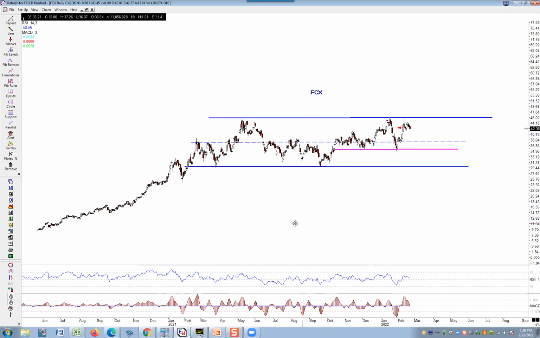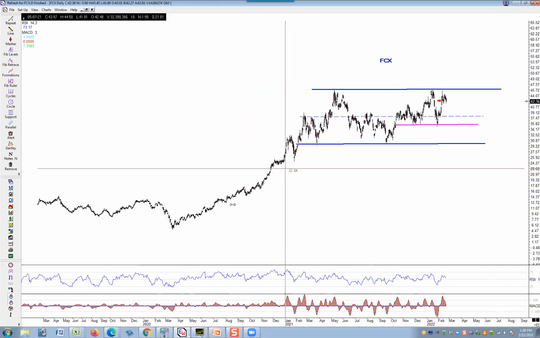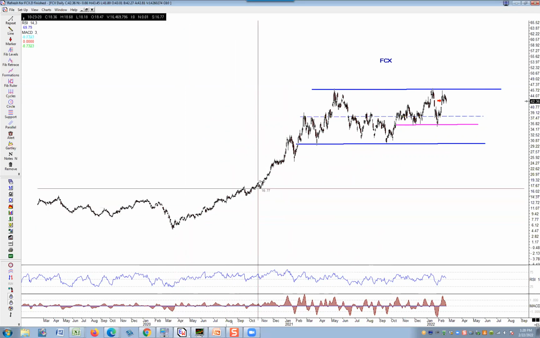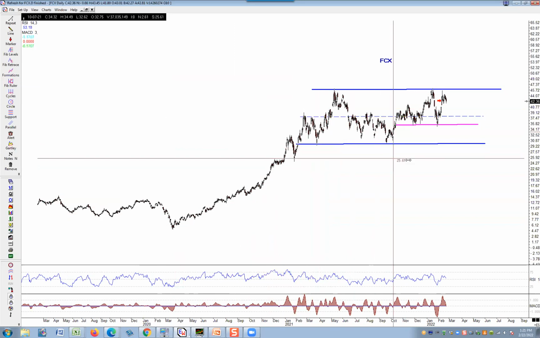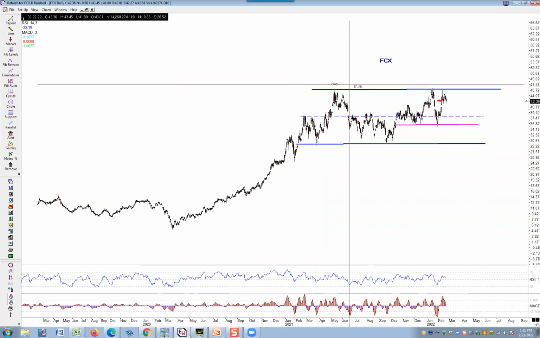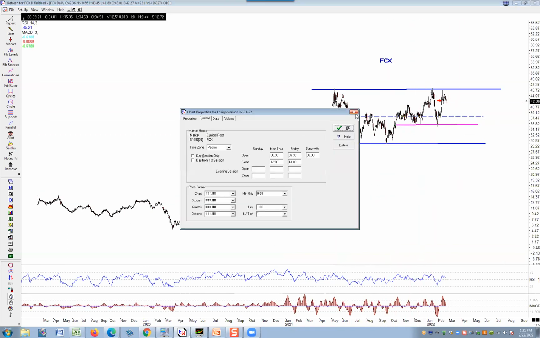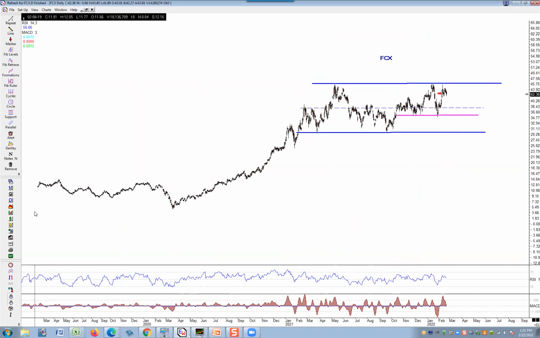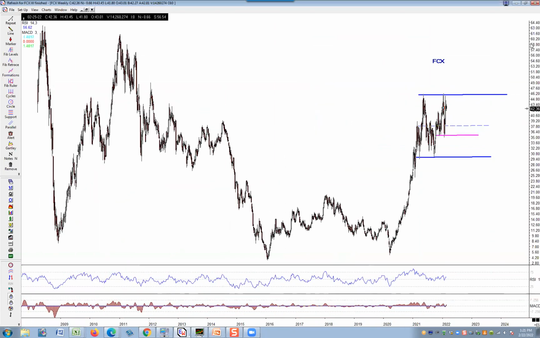And so this has been in an uptrend. Let's make this a little smaller. A nice strong uptrend since March of 2020. And this is, right now, unless it breaks the downside, a large consolidation within that trend. Now we're looking on a daily chart, but let's look on a weekly chart at this formation.